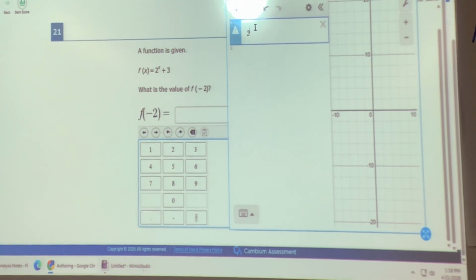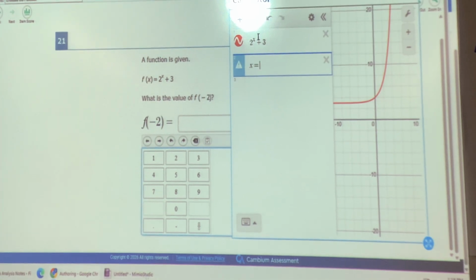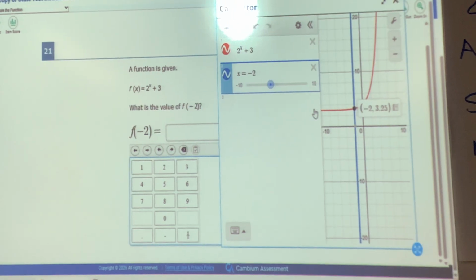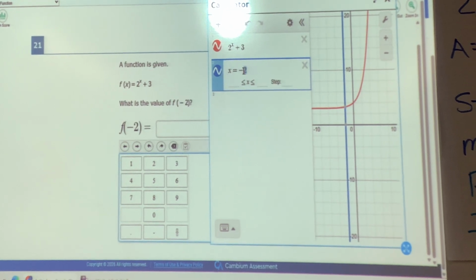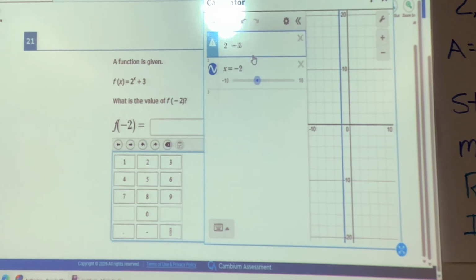Number 21, that -2 is your x value. So all he's going to do is type it in and replace x equals -2. Or he could always go to where the x is and replace the x with the -2.